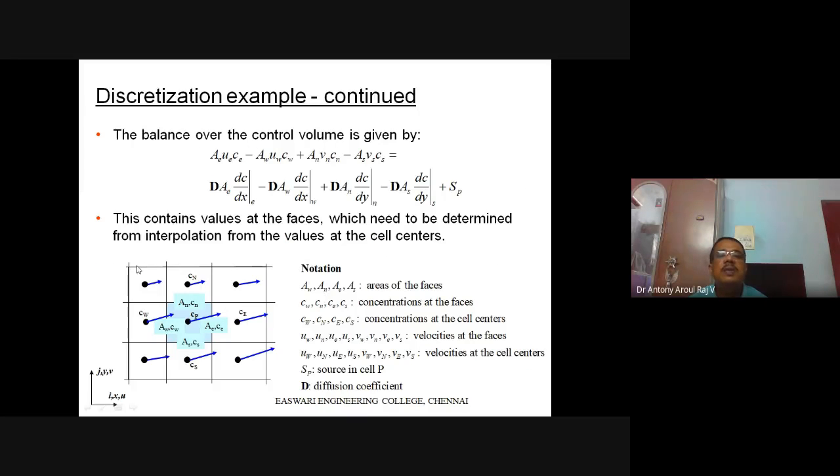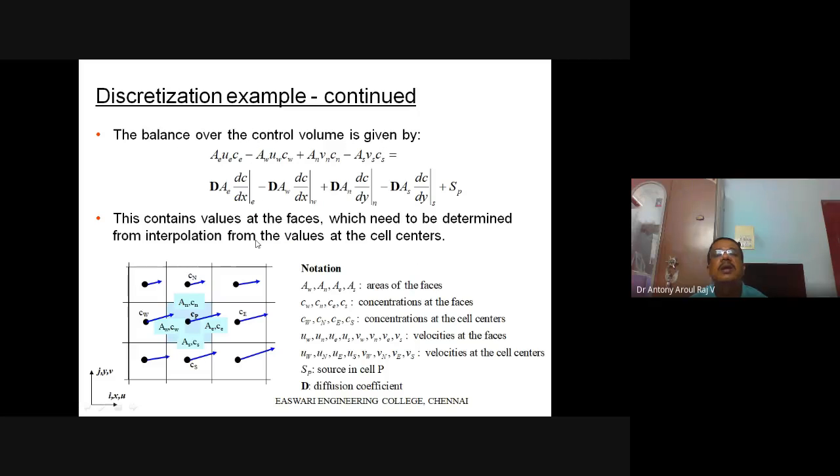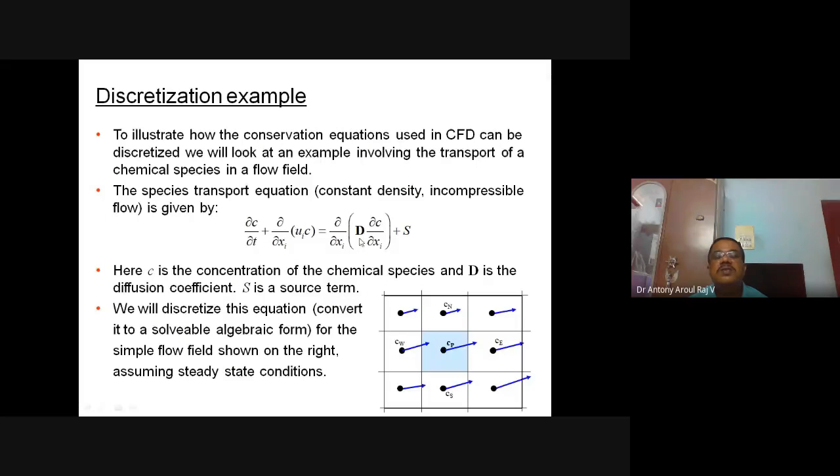Whenever you consider a 2-dimensional domain, we do a sample discretization just for the sake of understanding. What are we assuming? Source is 0, and it is not transient, it is steady state. So that means I have a convection diffusion equation. I am taking only 2D, so I neglect the Z component on both sides. So I will have dou UC by dou X plus dou VC by dou Y. Similarly, I will have dou by dou X of D dou C by dou X, and dou by dou Y of D dou C by dou Y. So these terms are there.